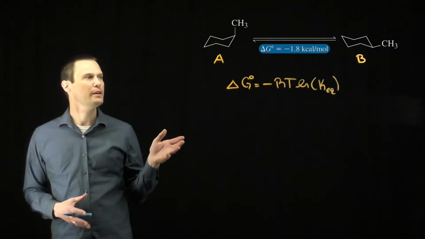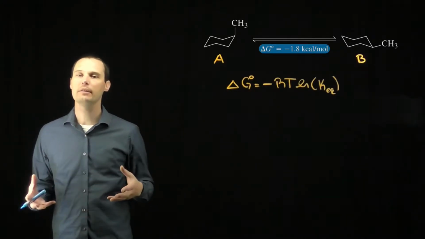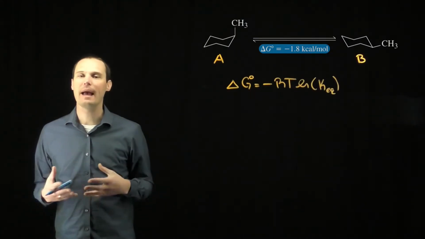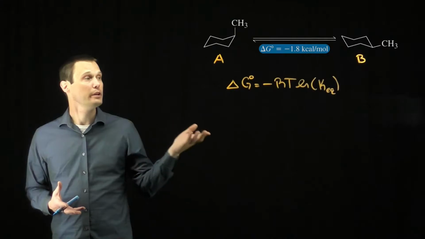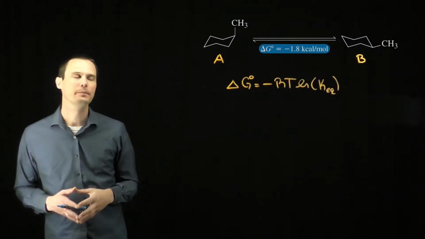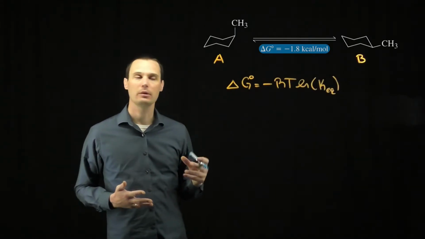The question asks us to calculate the equilibrium constant for a particular reaction given a delta G value. It also asks us to calculate the percent of A and percent of B at equilibrium. To do so, we'll need our equation for delta G. Delta G equals negative RT ln KEQ. Let's go ahead and plug these numbers in and see what we get.